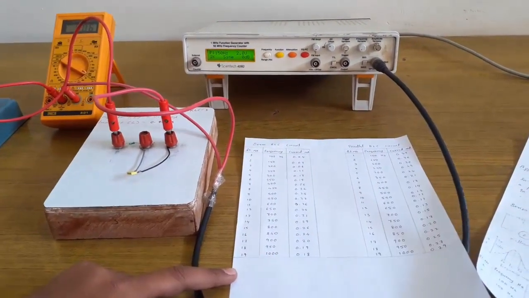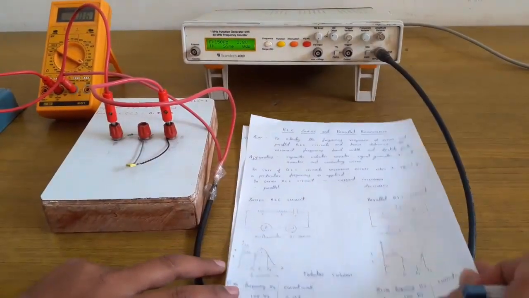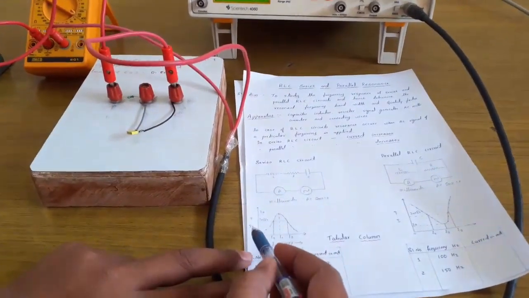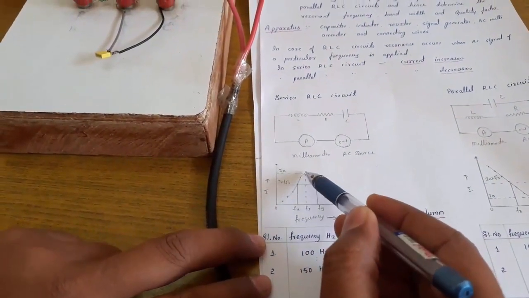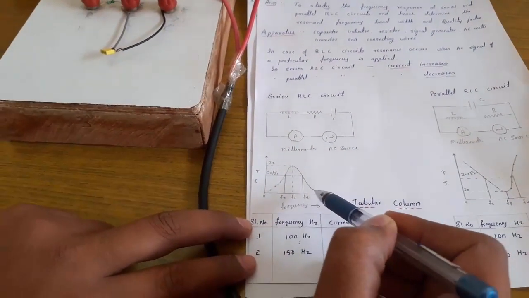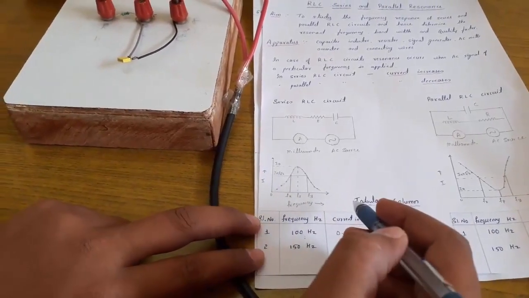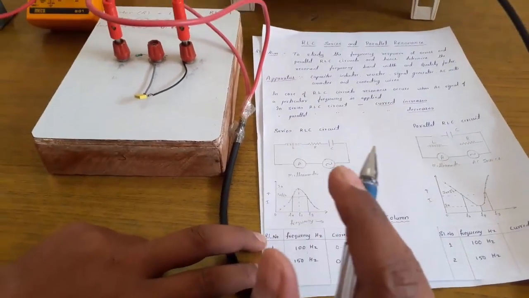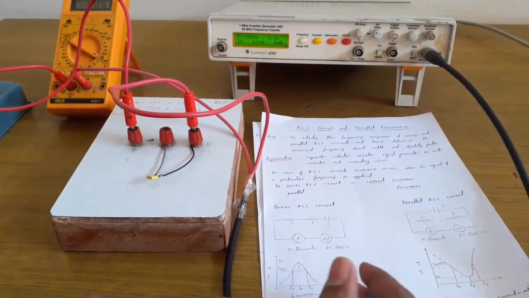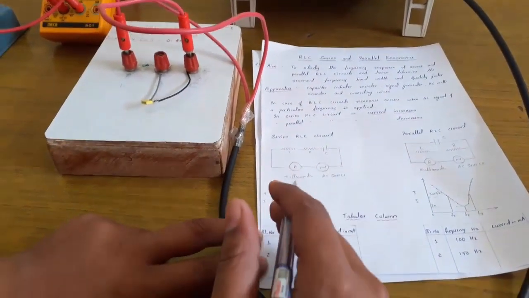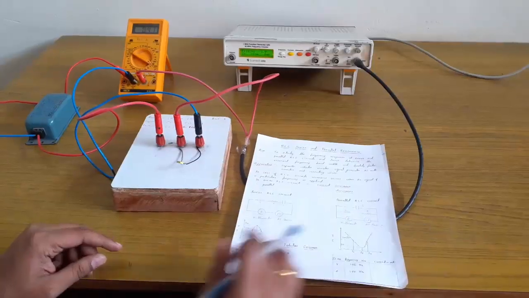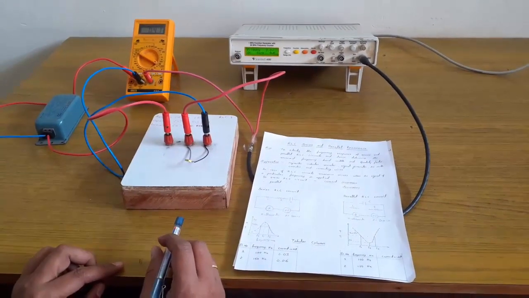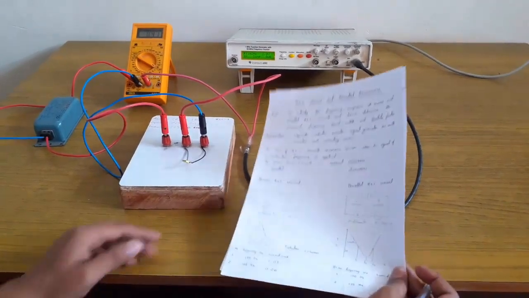And further, we have to draw the graph of frequency with respect to current. We will get a graph where the current increases and then decreases, okay. By using this experimental data, we have to find out the resonant frequency, bandwidth and quality factor of the series RLC circuit. Dear students, this is the experimental setup for the parallel RLC circuit.